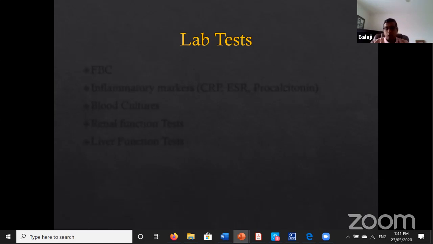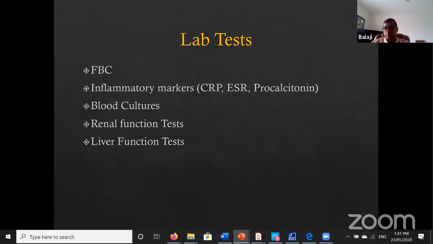Lab tests, you should do a full blood count, inflammatory markers including CRP, ESR, and the more recently used one, a procalcitonin. Blood cultures should be sent. You should also do a baseline renal function test and liver function test. This will help you to know what their baseline is, and also as you're treating them with antibiotics, if there is going to be any change to their liver function, it will help you adjust their medications accordingly.